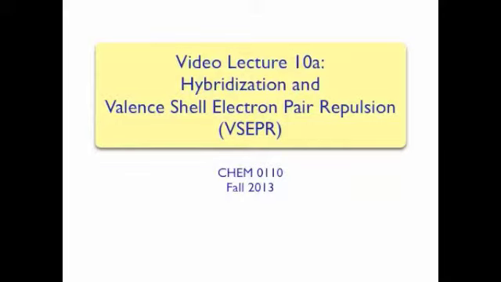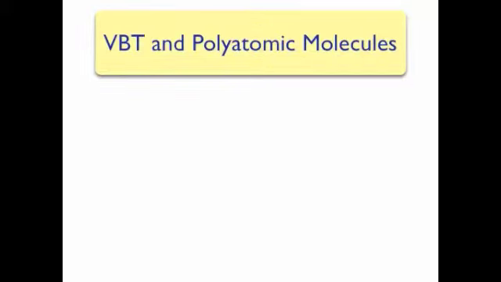Video Lecture 10A, Hybridization and Valence Shell Electron Pair Repulsion, or VSEPR. In lecture, we discussed valence bond theory for very simple diatomic molecules. Remember that valence bond theory requires that orbitals overlap to form covalent bonds. We can describe two types of overlap: sigma overlap and pi overlap, depending on the direction in which the orbitals are pointing when they undergo this overlap.